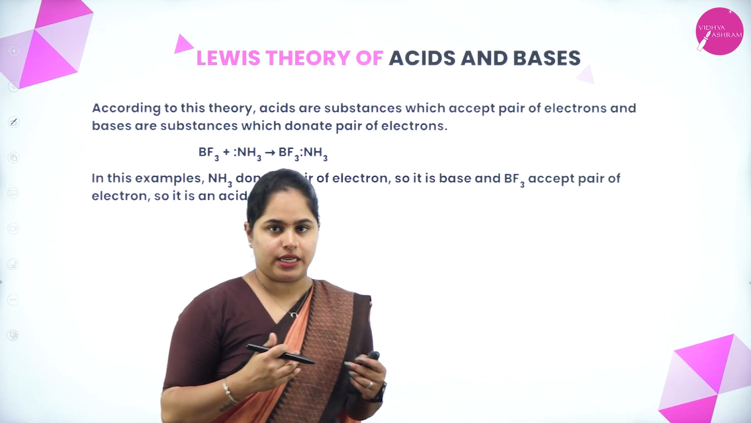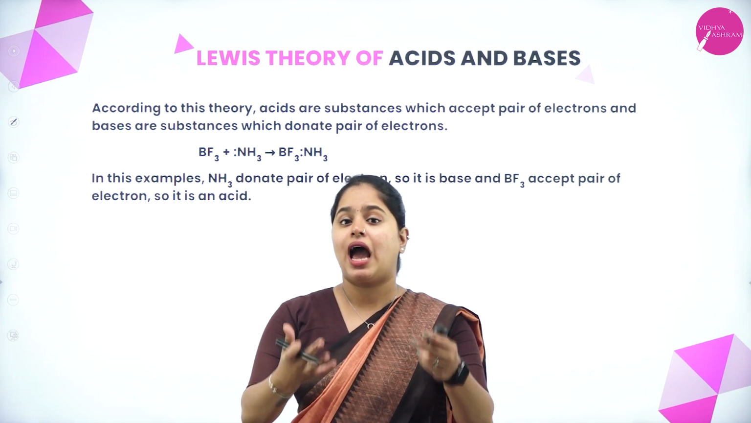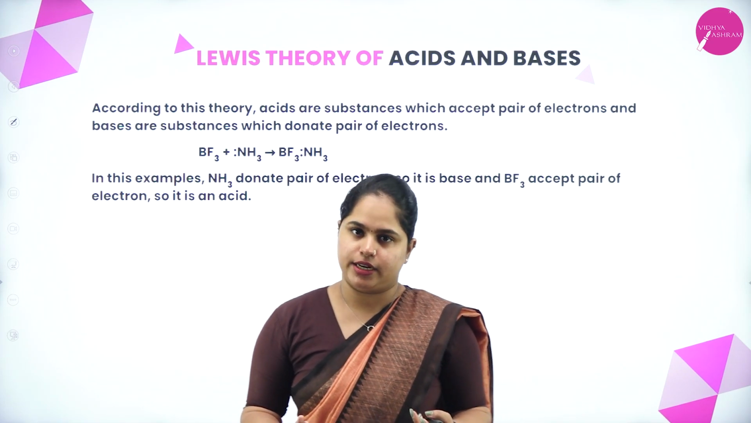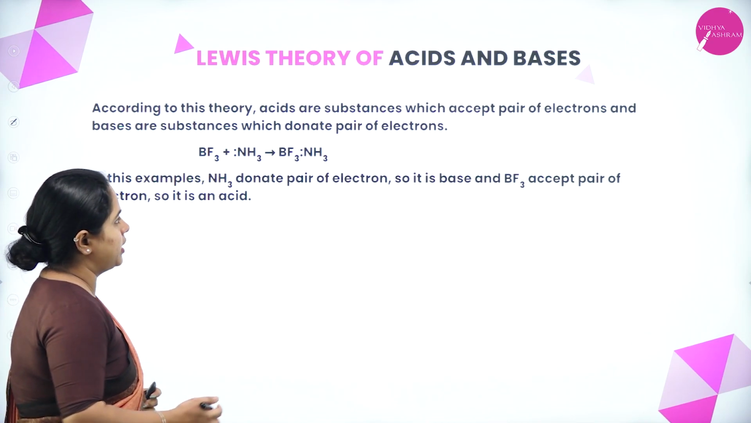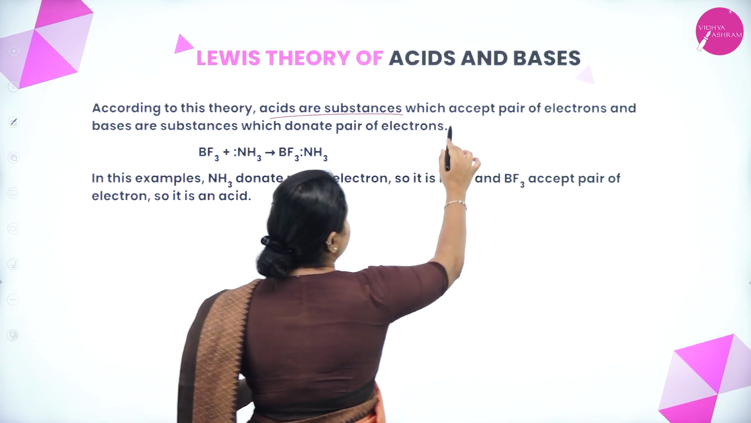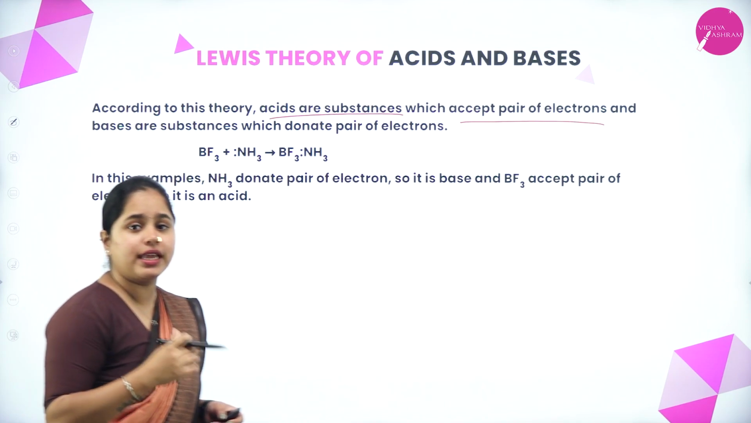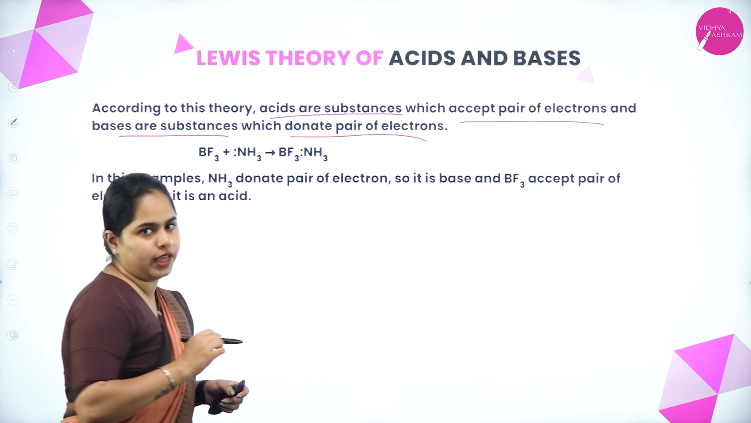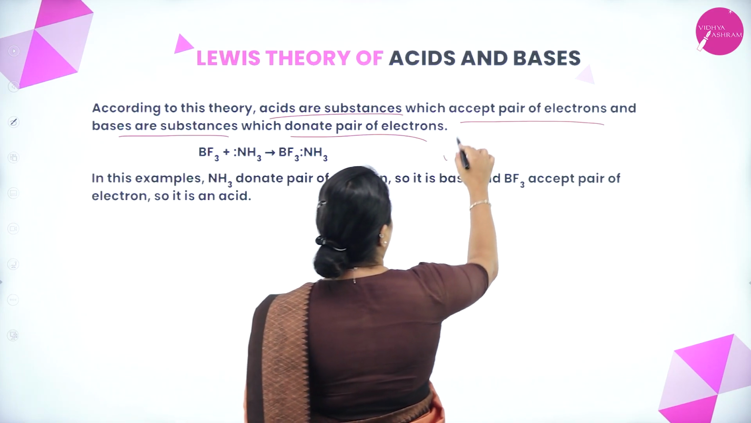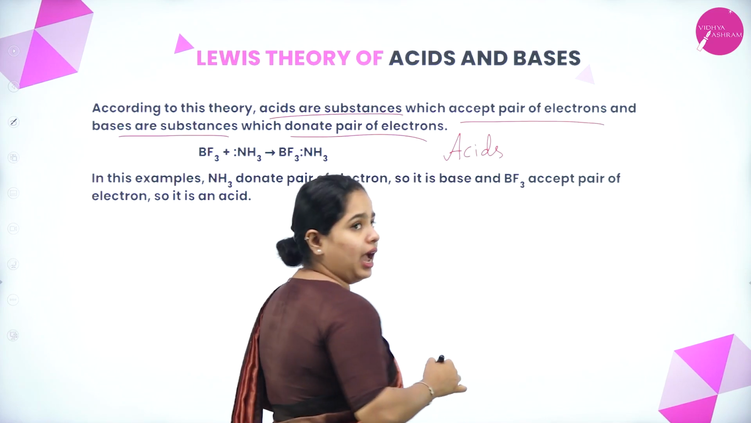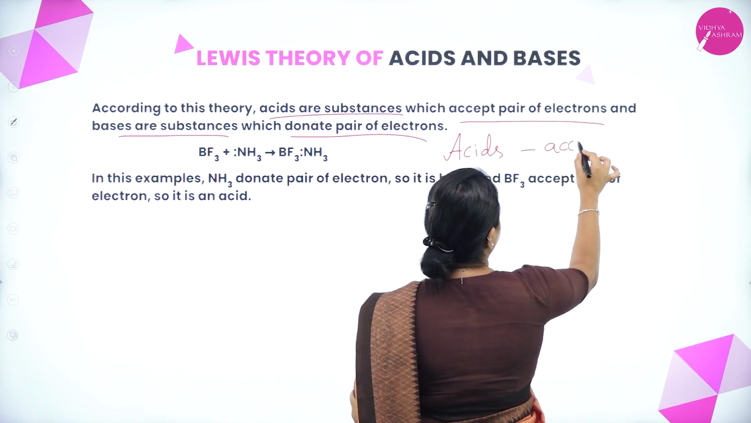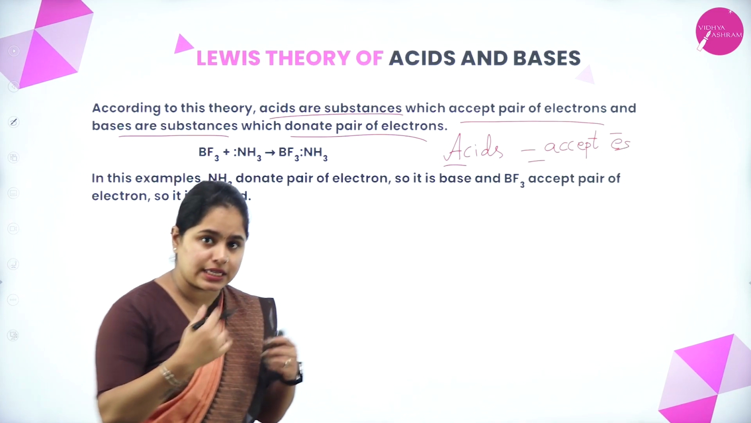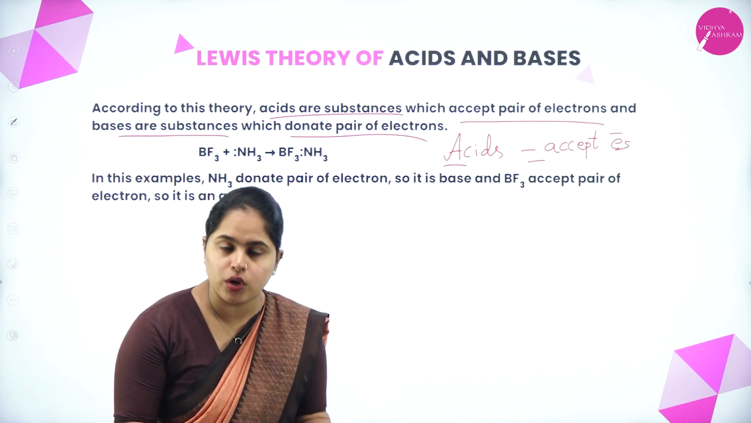So according to Lewis theory, acids are those substances which can accept electrons, and bases are those substances which can donate electrons. So acids are substances which accept pairs of electrons, and bases are the substances which donate pairs of electrons. You can remember it this way: acids start with A, and what will they do? They will accept electrons. So remember, A and A: acids will accept electrons, bases will donate electrons.